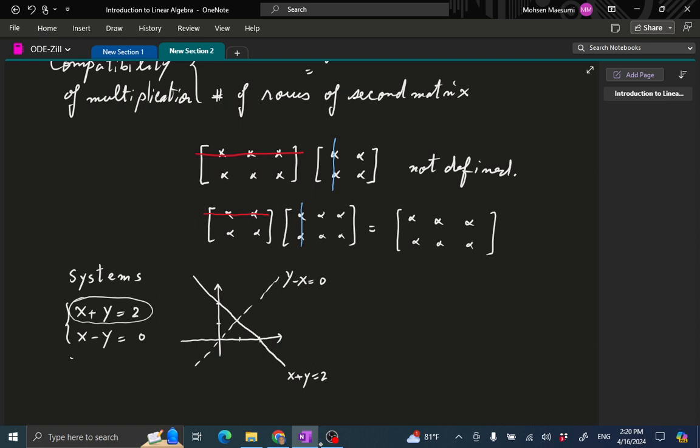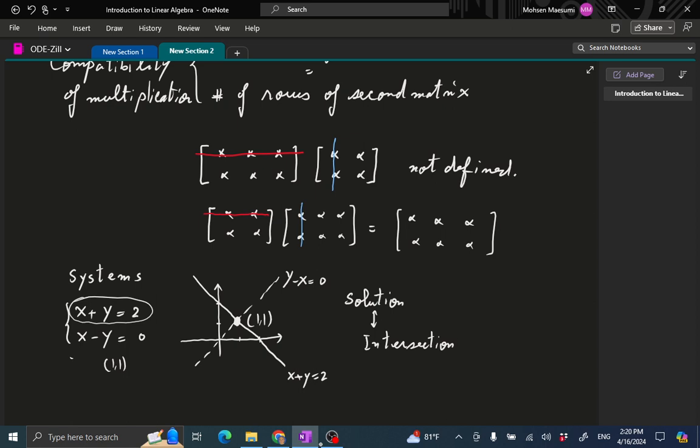What is meant by a solution? You can easily see here that the solution is 1 and 1. The sum is 2 and the difference is 0. And that happens to be exactly this point, the point (1, 1). So one thing we remember is that the solution of a system corresponds to the intersection, the common point, of all the plots that we have.